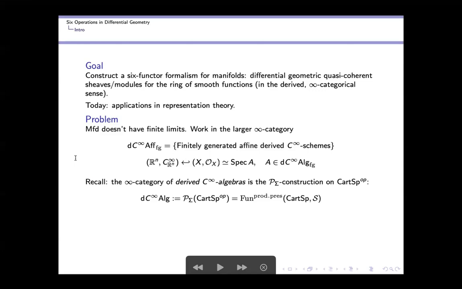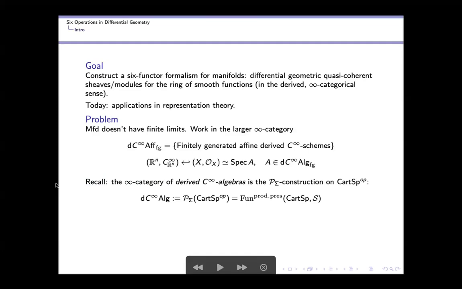Simply to understand your definition, so the definition is here. What I'm telling you is that you can do differential geometry essentially the same way that you can do algebraic geometry, except you have to change your notion of ring.